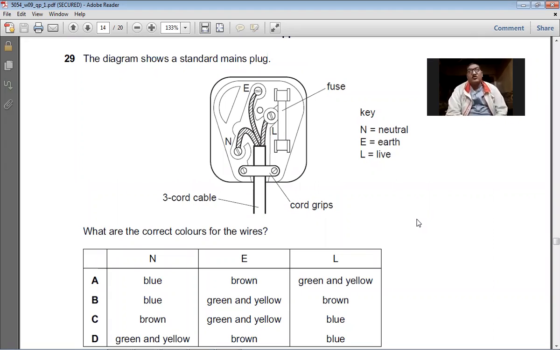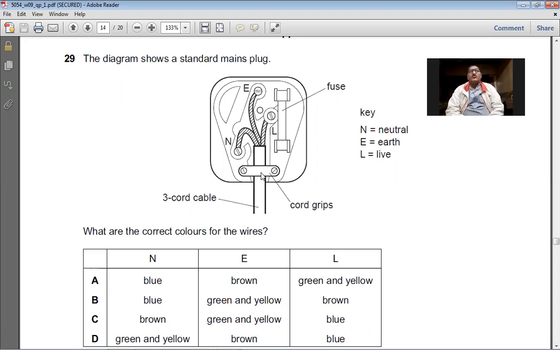The diagram shows the standard main plug. This plug has an earth wire, a live wire, and a neutral wire. Here is a 3-core cable, and this is the cord grip, which keeps the cord in place. It does not let the cord come out or break. And what are the correct colors of the wires?